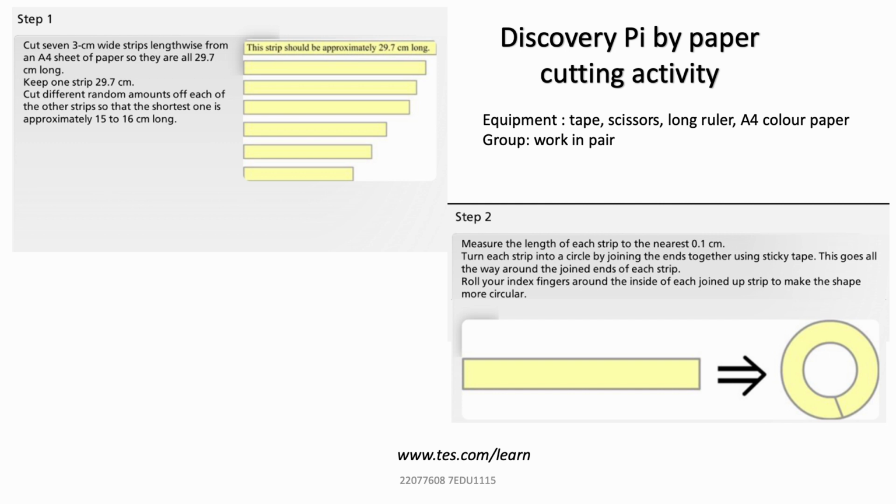Step 1. Students will be asked to cut 7 different lengths of paper strips. The longest one should be 29.7 centimetres. The shortest one should be between 15 to 16 centimetres long. Step 2. Students will be asked to take measurements of all paper strips and make sure they are accurate to the nearest 0.1 centimetre. They need to turn each paper strip into a circle by joining the ends together using tape. They have to make sure the ends of the strip are right against each other with no gap.